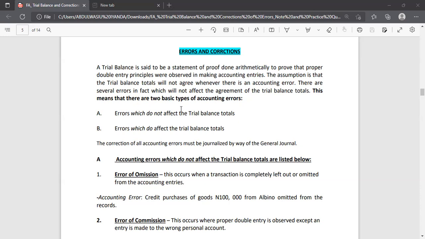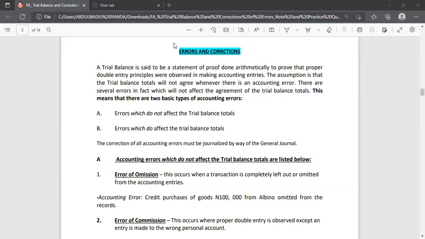So what we are going to be talking about here in correction of errors, from the word errors, the error has occurred. We now need to correct it. From the word correction of errors, the error has occurred, and we are now finding a way to correct the error. That is what we are talking about here: how to correct the error that has occurred.